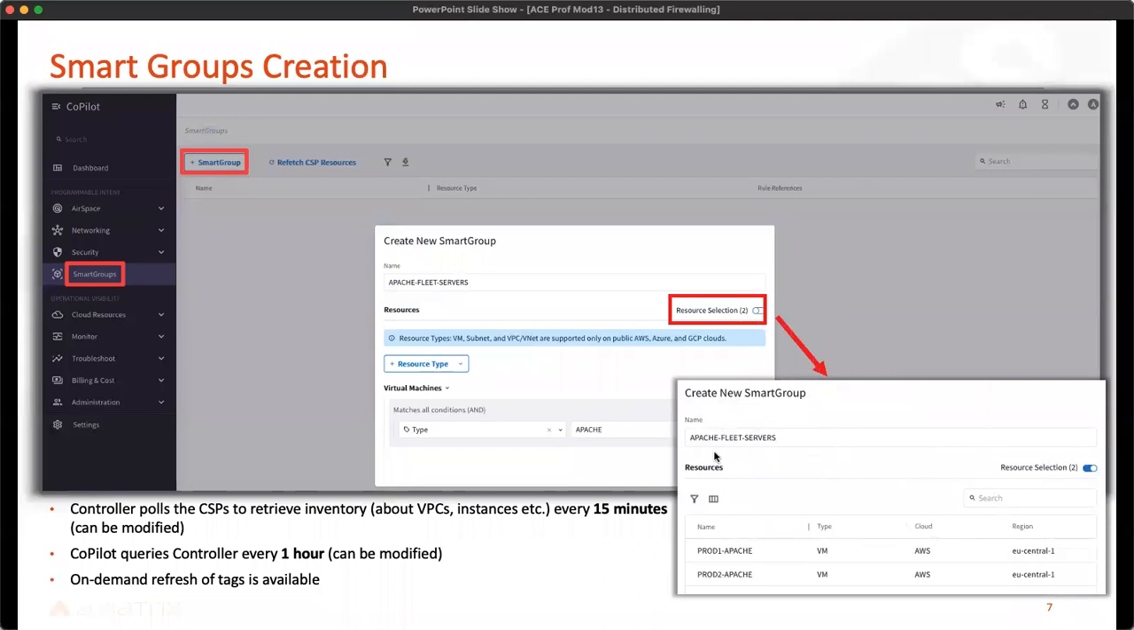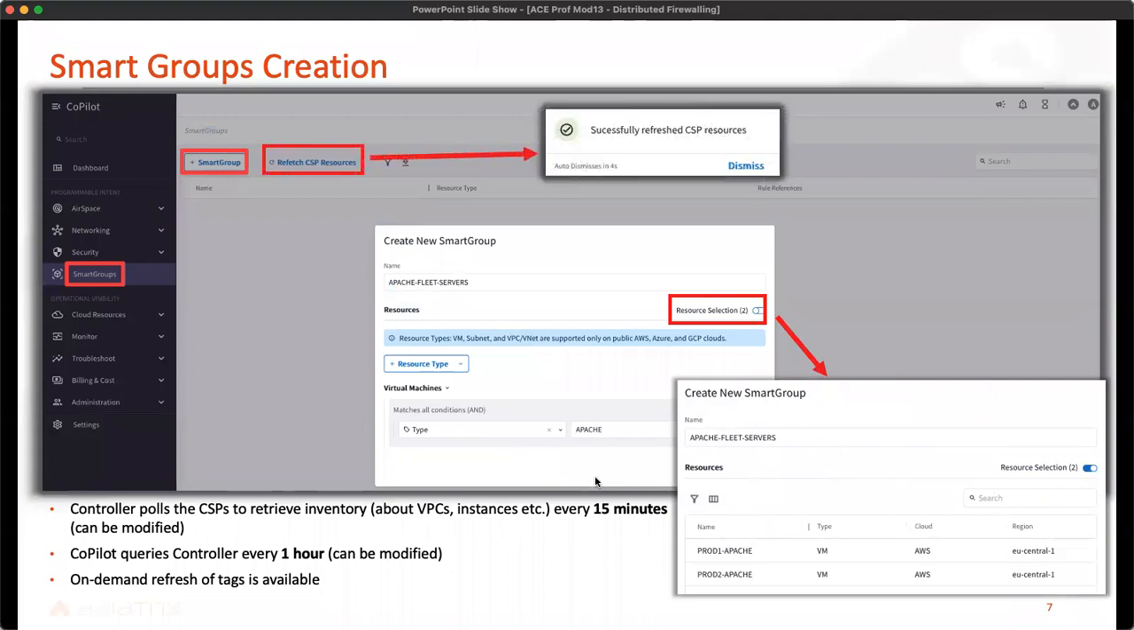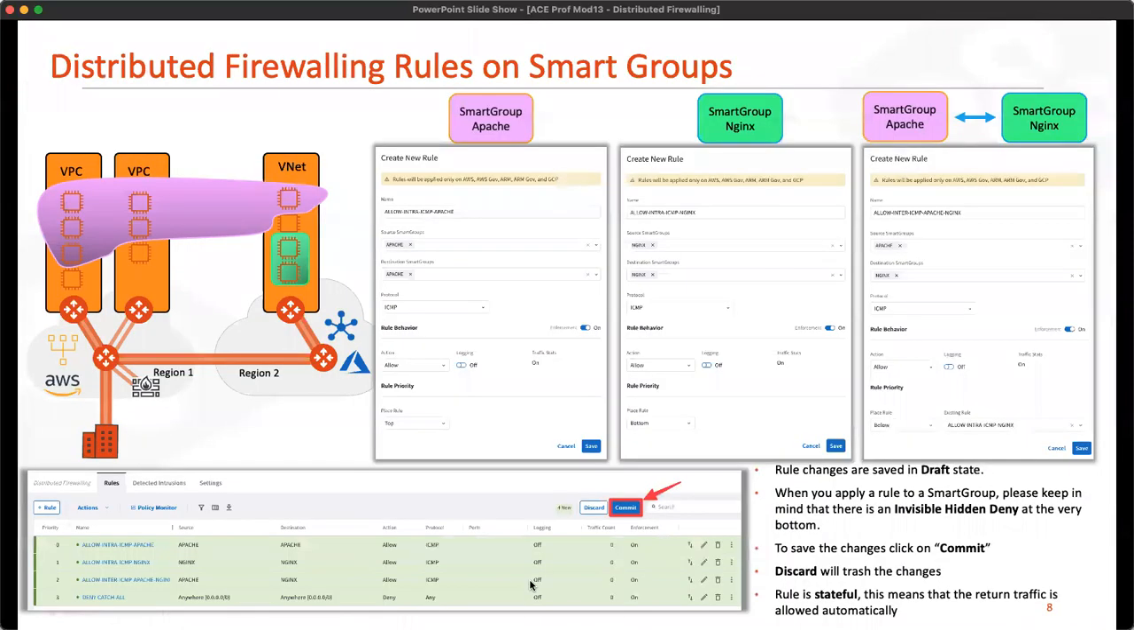So what we're showing you again is that since we said 2 resources are being matched, these are the 2 resources that have the tag, which is type, and the value is Apache. If you want to manually trigger a fetch, you can always just click on refetch CSP resources, and this will take place.